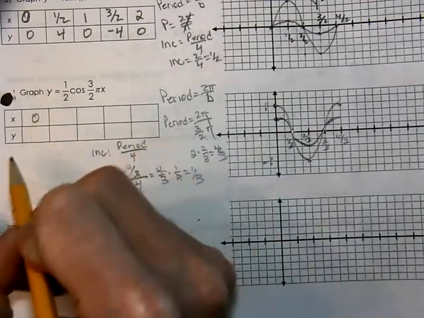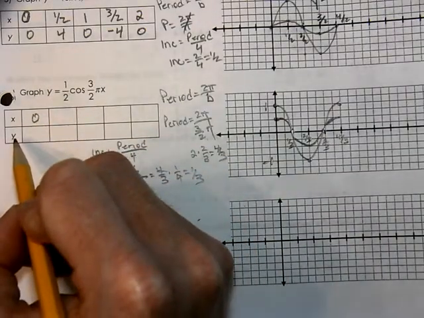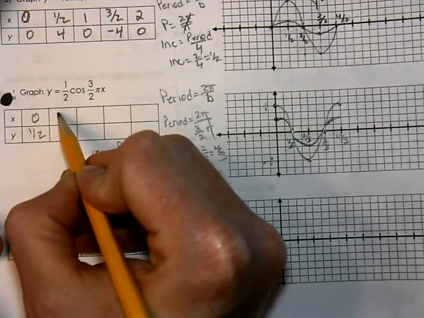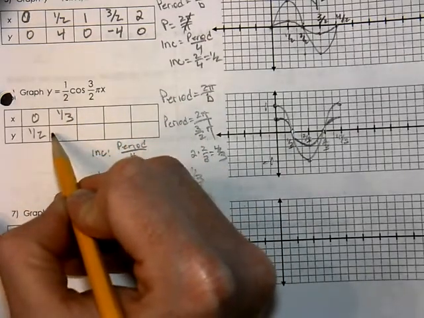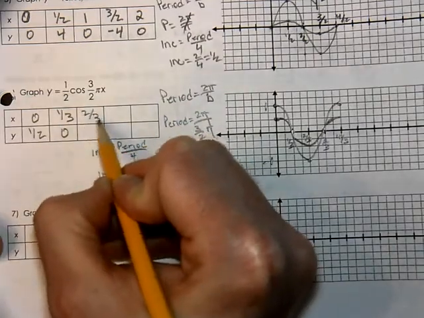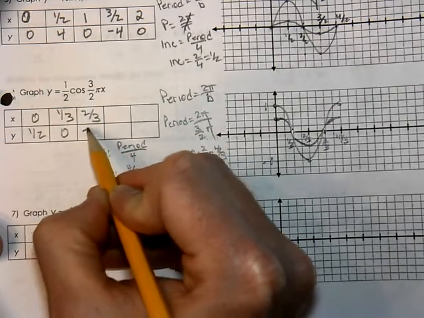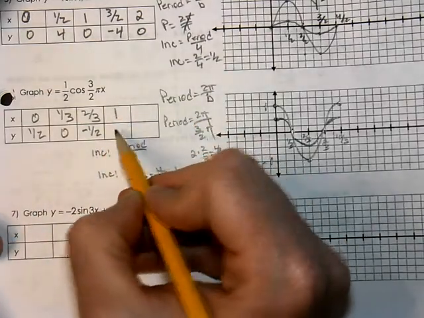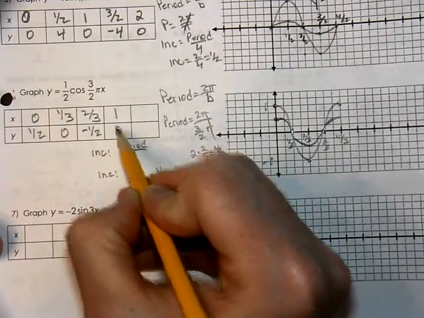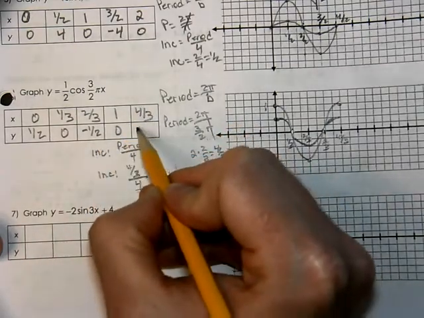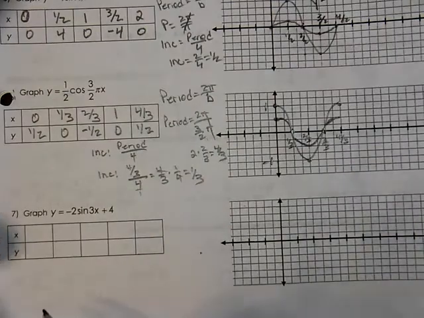So at 0, we're up at a half. At 1/3, we're at 0. At 2/3, we're at -1/2. At 3/3, which is 1, we're at 0. And at 4/3, we're up at a half again.